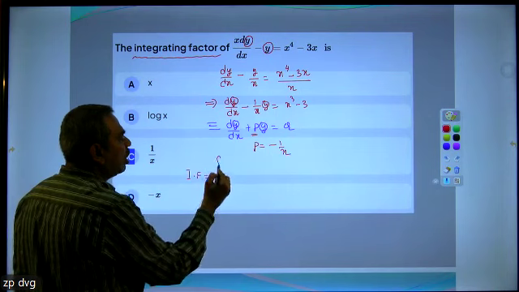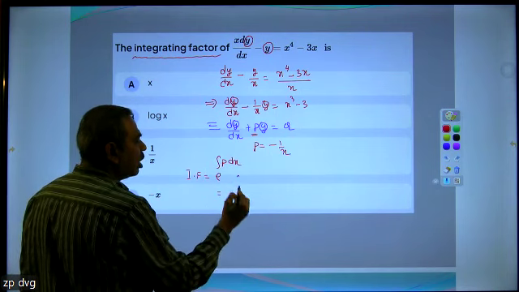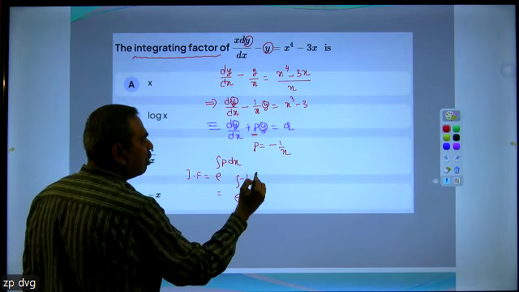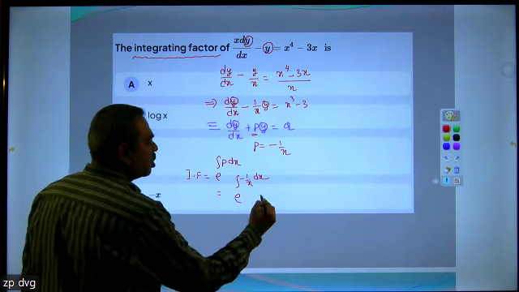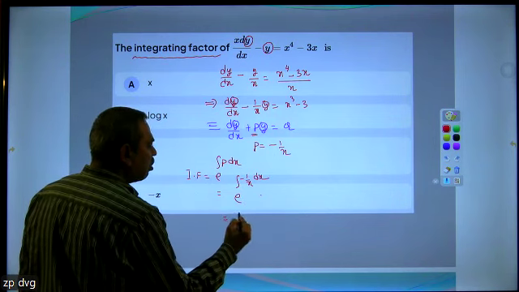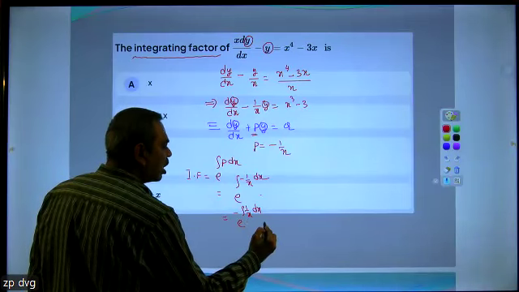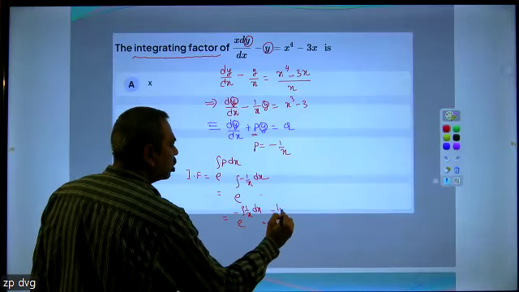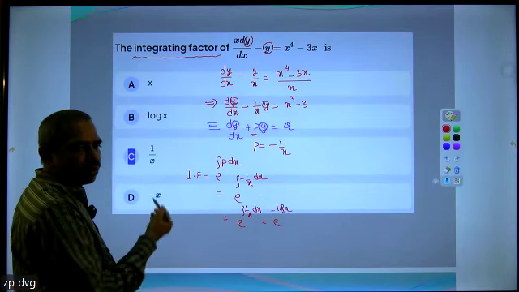It is e to the power integration of p into dx. So this becomes e to the power integration of p, where p is nothing but minus 1 by x dx. Taking the minus outside, it is e to the power minus integration of 1 by x dx. Integration of 1 by x is nothing but log x. I'm avoiding the constant; there is no constant maintained here.